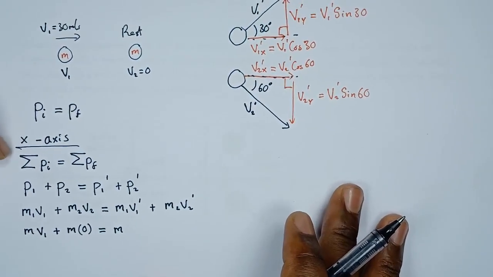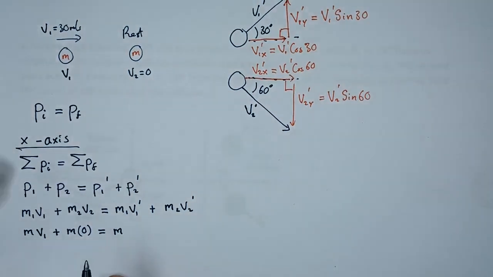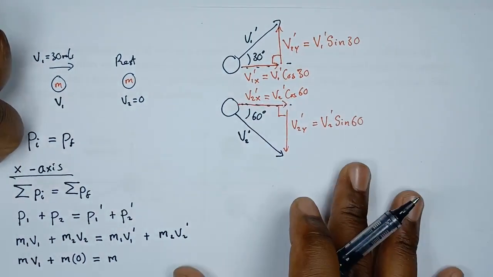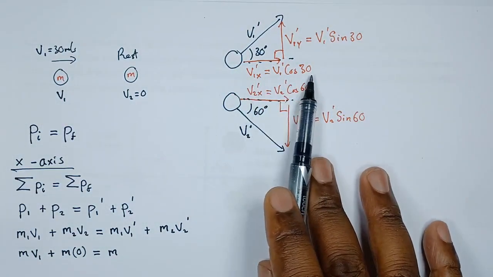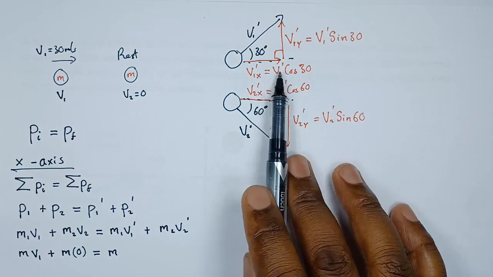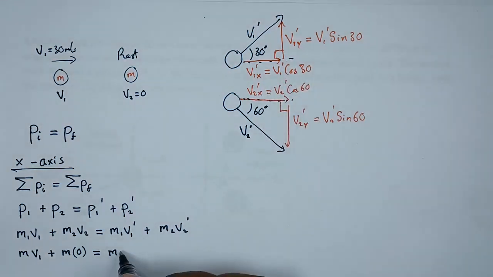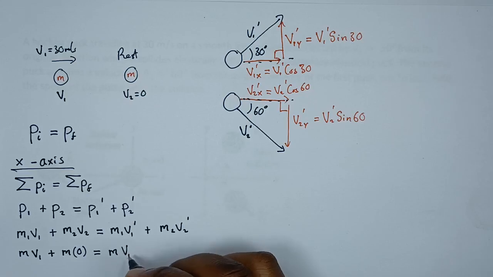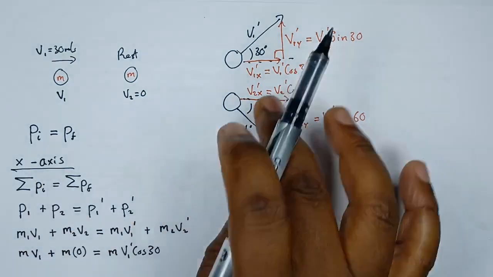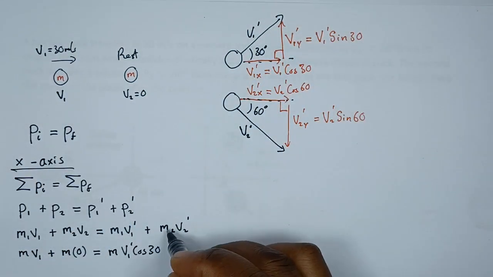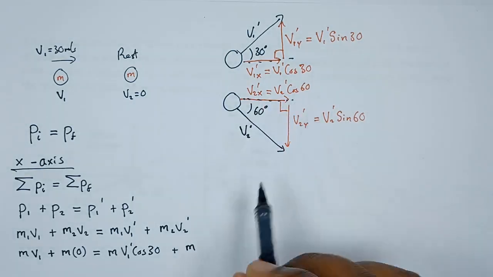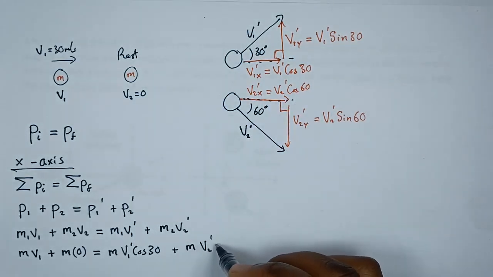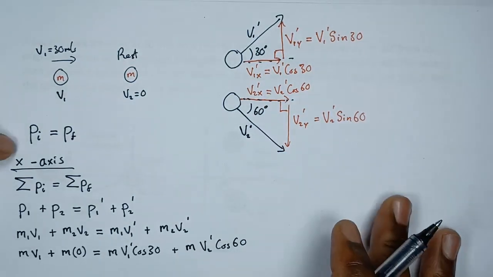Let's go back to our diagram. Now remember, on our diagram, from this diagram of ours, we're focusing on object 1. In the x direction, we can see that the velocity is v1 prime cos 30. So we'll substitute this with v1 prime cos 30, because remember we're in the x-axis, so we're just getting everything in the x-axis. Plus this m here, m2 is just m. v2 prime in the x-axis is v2 prime cos 60, like that.